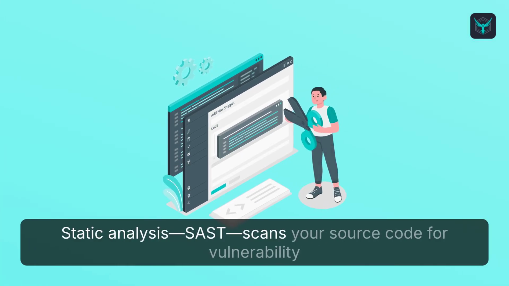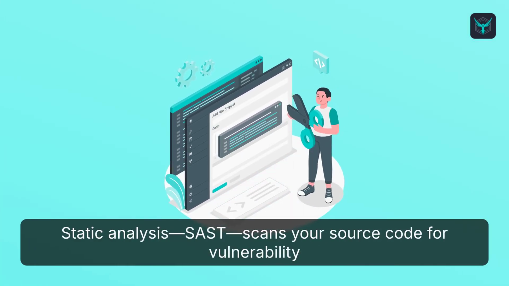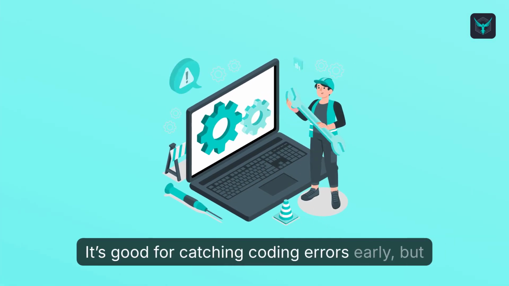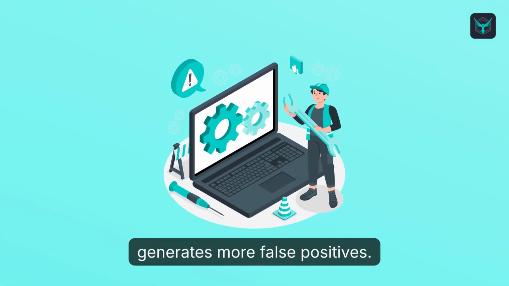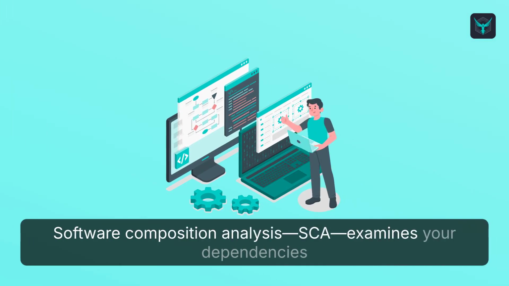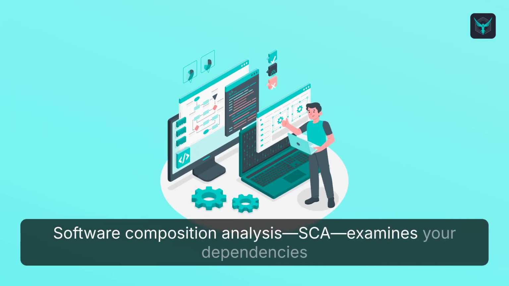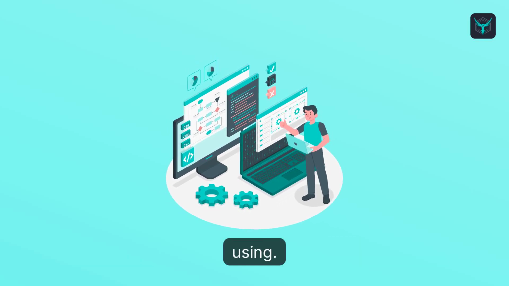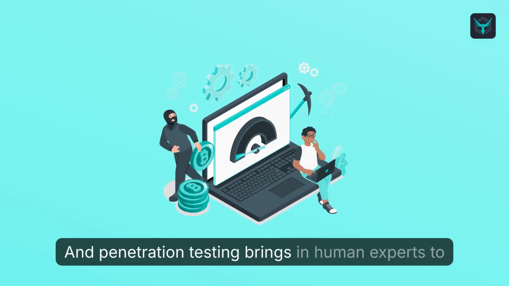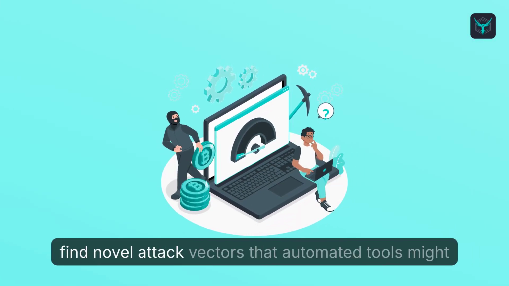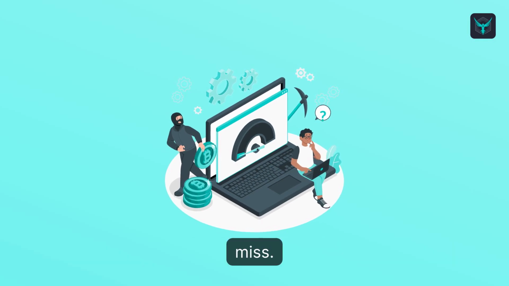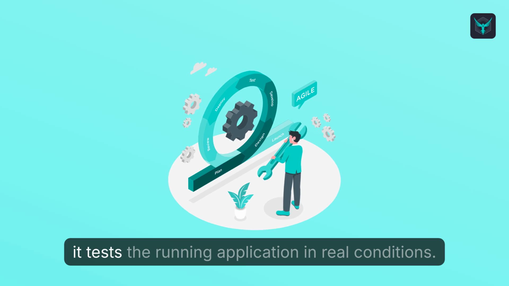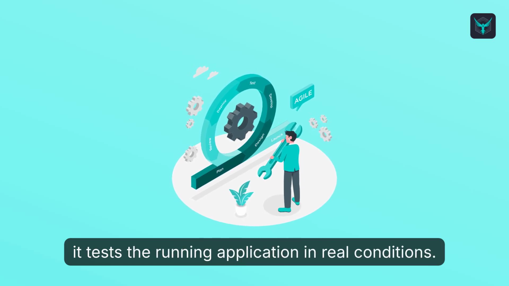Static analysis, SAST, scans your source code for vulnerability patterns before deployment. It's good for catching coding errors early, but generates more false positives. Software composition analysis, SCA, examines your dependencies to flag known vulnerabilities in the libraries you're using. And penetration testing brings in human experts to find novel attack vectors that automated tools might miss. For APIs, dynamic testing is most effective because it tests the running application in real conditions.